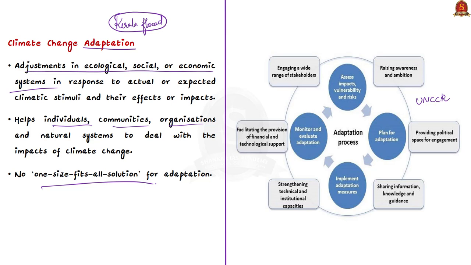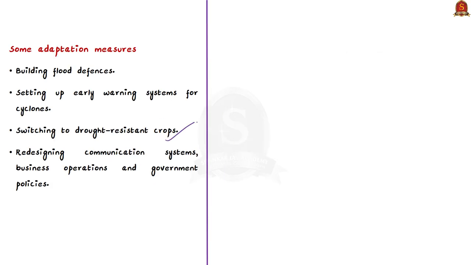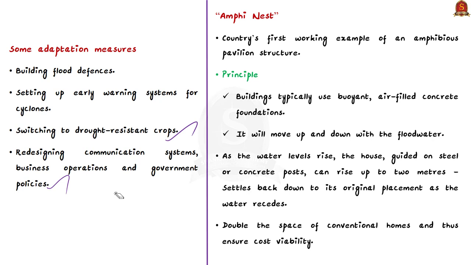And adaptation can range from building flood defenses, setting up early warning systems for cyclones, and switching to drought resistant crops, to redesigning communication systems, business opportunities, and government policies. And in India, we have also started the adaptation process. We have set up the National Adaptation Fund for Climate Change under NABARD. The National Action Plan on Climate Change also has components for adaptation.